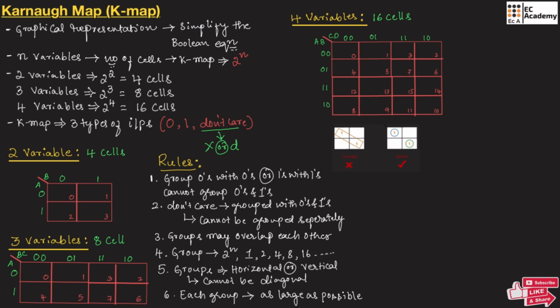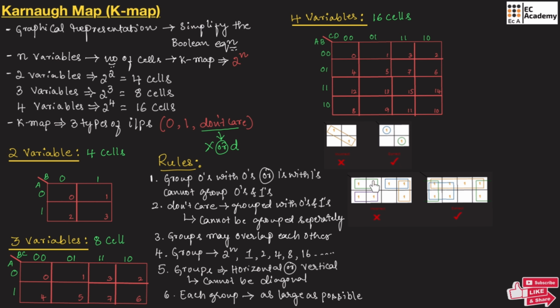Which means we need to observe whether we can group 16 variables first, or whether we can group 8 variables, or 4 variables. Then we need to look whether we can group 2 variables, and then whether we can group 1 variable. So we need to always group as large as possible. First we observe whether we can group 16, then 8 variables or 4 variables and so on.